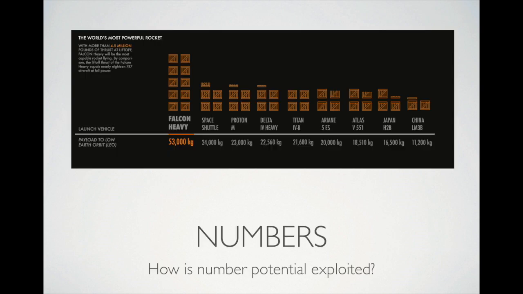First is numbers. In the numbers display, I show how much stuff the Falcon Heavy can bring into low Earth orbit. I used a type of bar chart. Bar charts are a great way to exploit the numerical potential of data because they give a side-by-side comparison of relative information. This allows the audience to draw conclusions from the data without actually having to know what the numbers are. For instance, if you didn't see the 53,000 kilograms and the 18,510 kilograms, you could still tell that the Falcon Heavy carries a lot more weight than the Atlas 551.